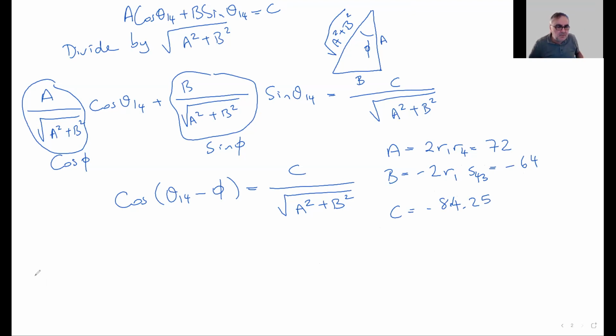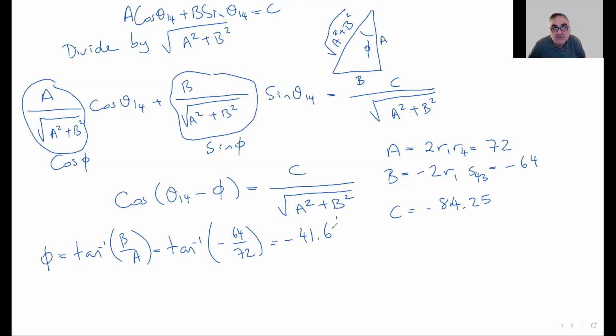Okay. And phi can be obtained from tangent inverse of B over A. B and A are given, B and A are here. Tangent inverse of minus 64 over 72, which gives you minus 41.6 degrees.